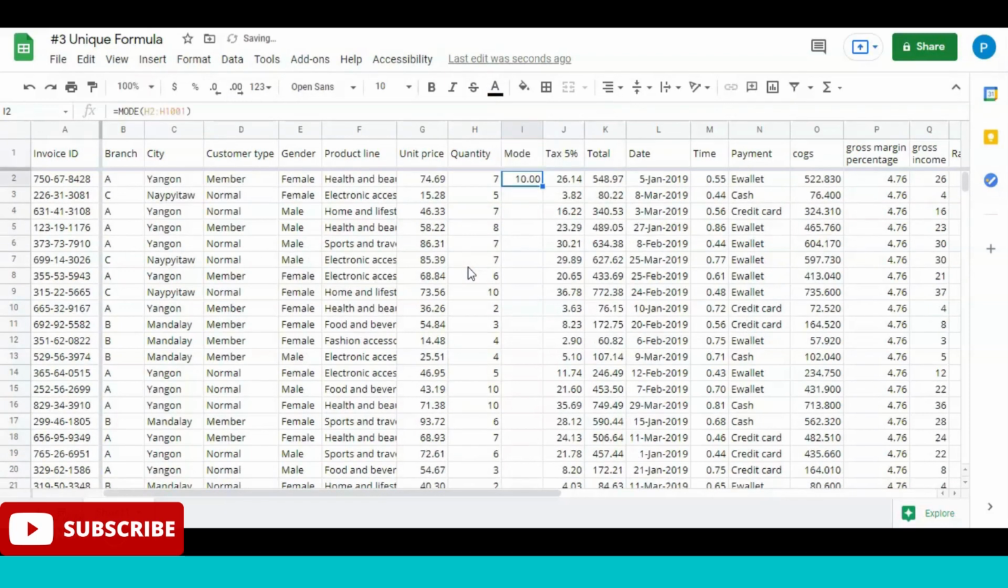Why is mode important? For example, you have data of 10,000 rows and you want to find the number of orders which are coming the maximum. Let's suppose you're working in the food industry and you want to find which dish is getting repeatedly ordered. So you can use mode over there, right? Or you can find which price or ticket value is occurring repeatedly. That ticket value you can find out through the mode, right? I hope it's making sense. Let's move to the new formula.